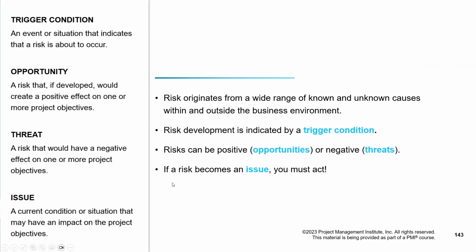Read this last statement. If a risk becomes an issue, you must act, right? And a risk becomes an issue when it has occurred. If this risk occurs on 23rd of March, then the damage has been done. Now it becomes an issue and we have to deal with the issue. Issue management is a separate subject. Risk management is a separate subject. But a risk may become an issue if it occurs. If it doesn't occur, then it cannot become an issue.